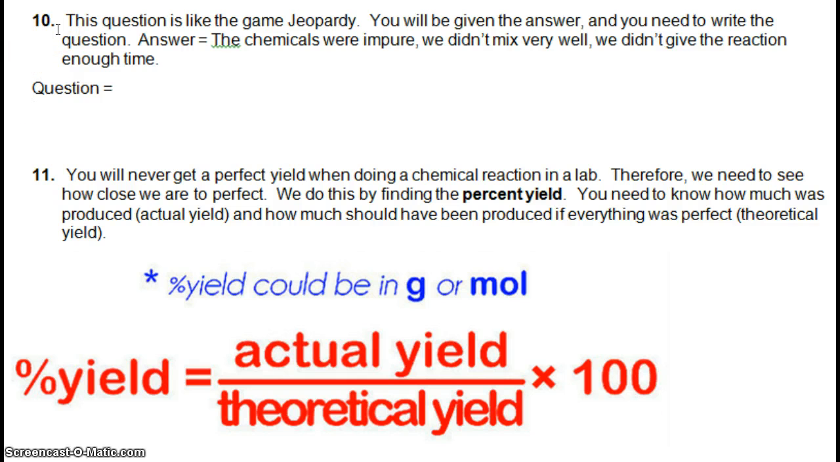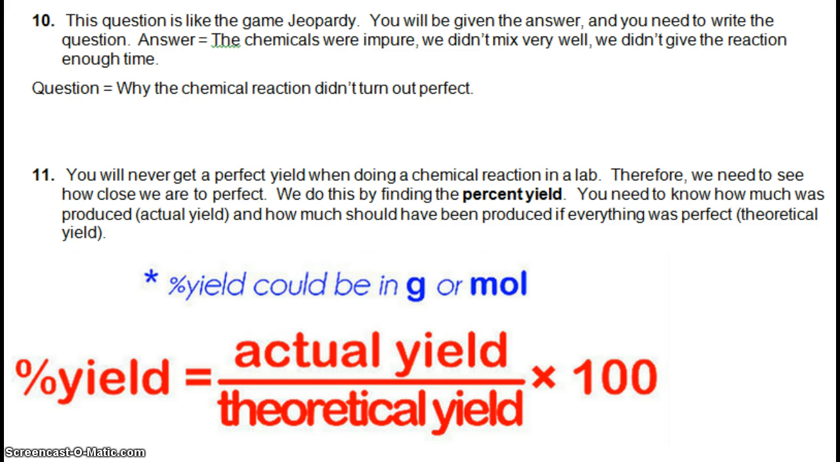So, this question is like the game Jeopardy! You will be given the answer and you need to write the question. So the answer is, the chemicals were impure. We didn't mix very well. We didn't give the reaction enough time. So these are all basically excuses, right? Or reasons why something didn't happen. Alright, so what do you think the question is? Why the chemical reaction didn't turn out perfect.